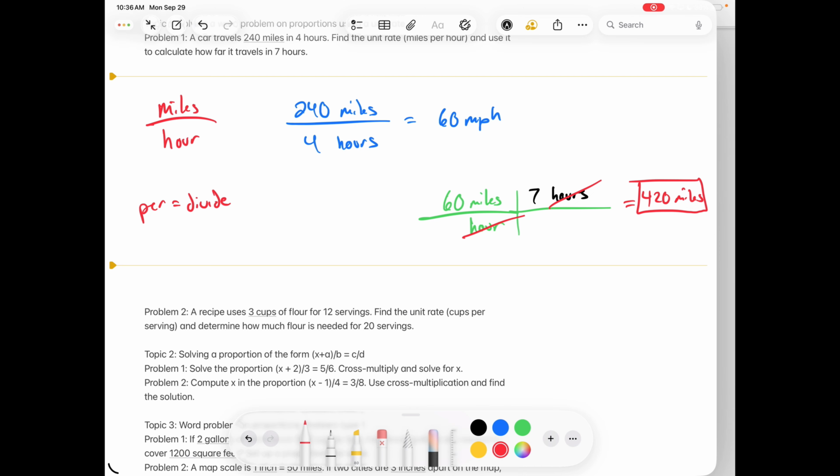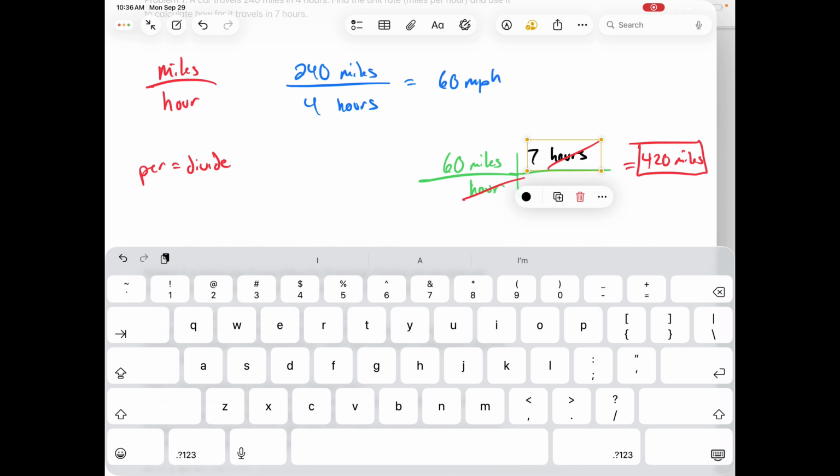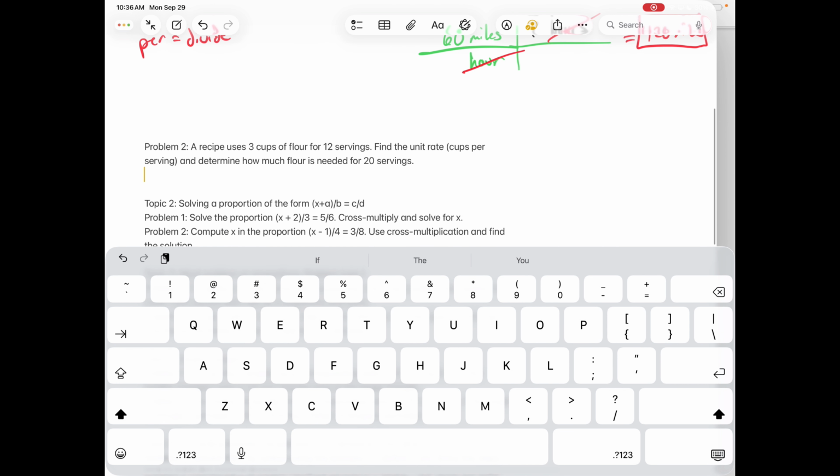So this tells you whether to multiply or divide. If it was a divide, my hours would be down here. But I want to put it up here because I want my hours to cancel out. I want an hour on top and an hour on bottom. So that does kind of help you. We'll see what this one does.